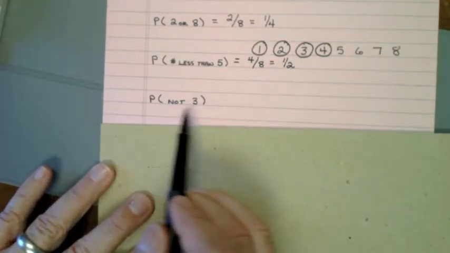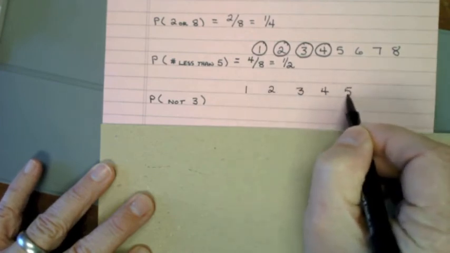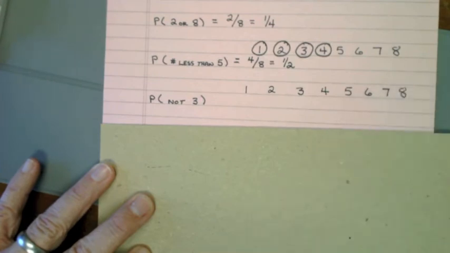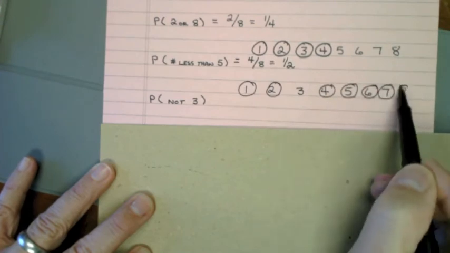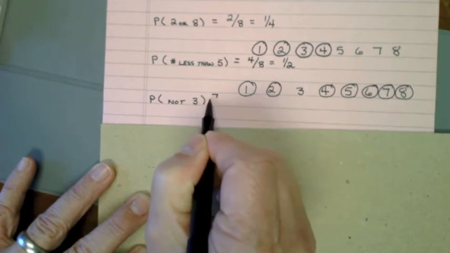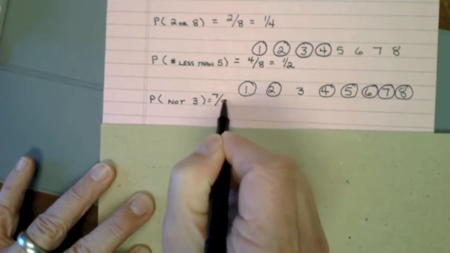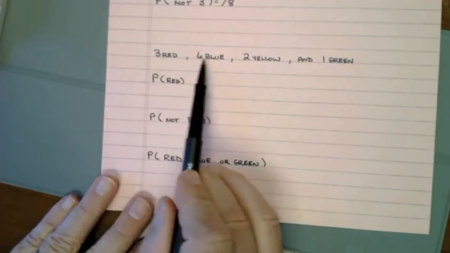The ones that are not 3: I've got a 1, a 2, a 3, a 4, a 5, a 6, a 7, and an 8. I need to circle all the ones that are not 3. All those are favorable outcomes. That would be a total of 7 favorable outcomes out of the total number, 7 out of 8. So again, it doesn't matter. It doesn't matter if they are dealing with cards, a spinner, marbles, cars, chairs. It doesn't matter. You take the information they give you.